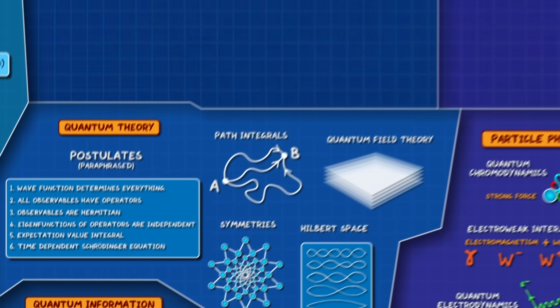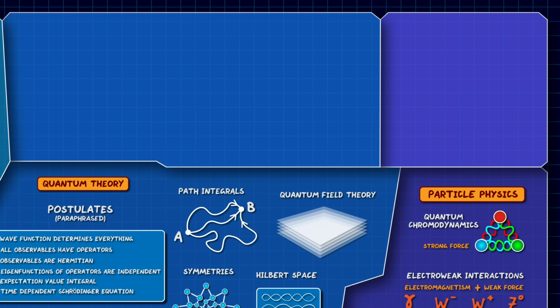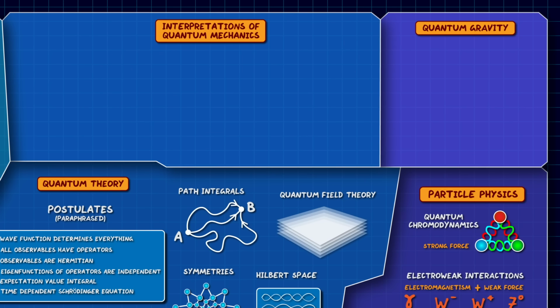But there are two main areas of theoretical work looking beyond the existing models. Firstly, the interpretations of quantum mechanics are attempts to resolve the counterintuitive implications of the wave function. And quantum gravity aims to reconcile quantum field theory with general relativity to make a grand theory of everything.